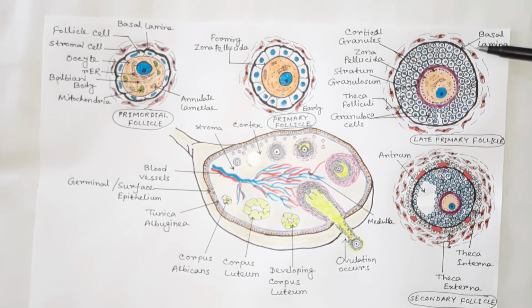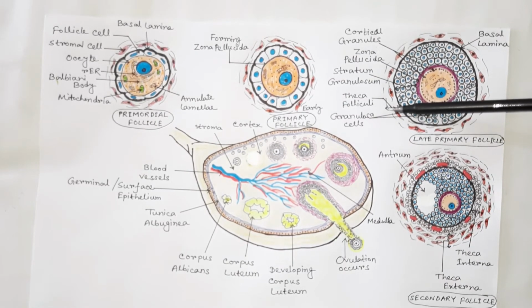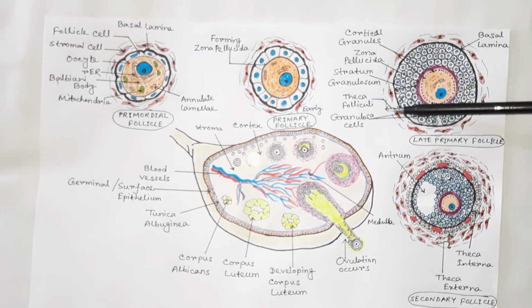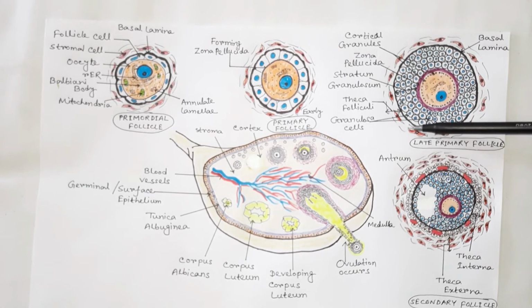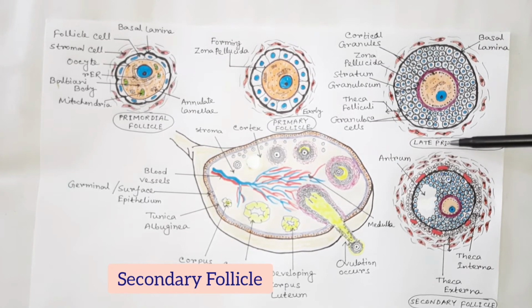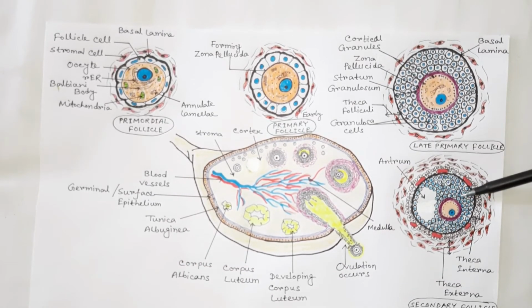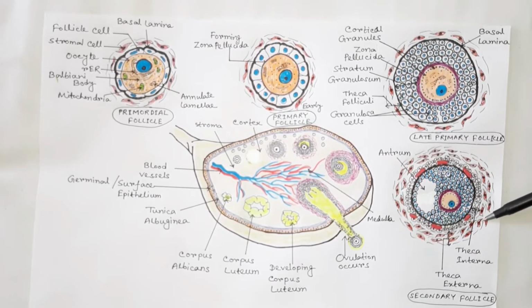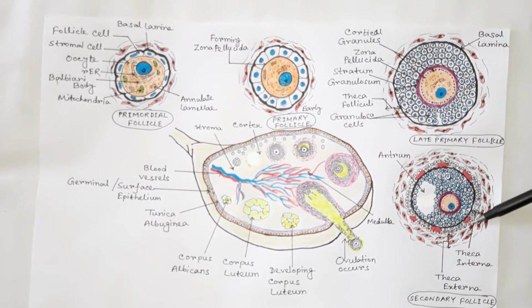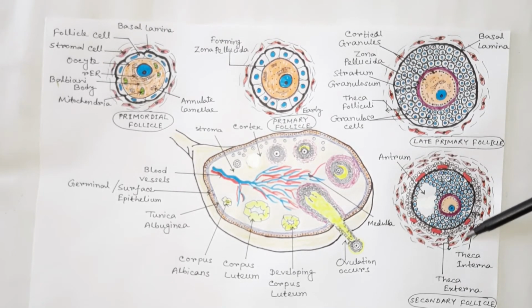As the granulosa cells proliferate, stromal cells immediately surrounding the follicle form a sheath of connective tissue cells known as the theca folliculi. In the next step, the late primary follicle differentiates into a secondary follicle. This is a schematic diagram of a secondary follicle. The theca folliculi differentiates into two layers, the theca interna and the theca externa.